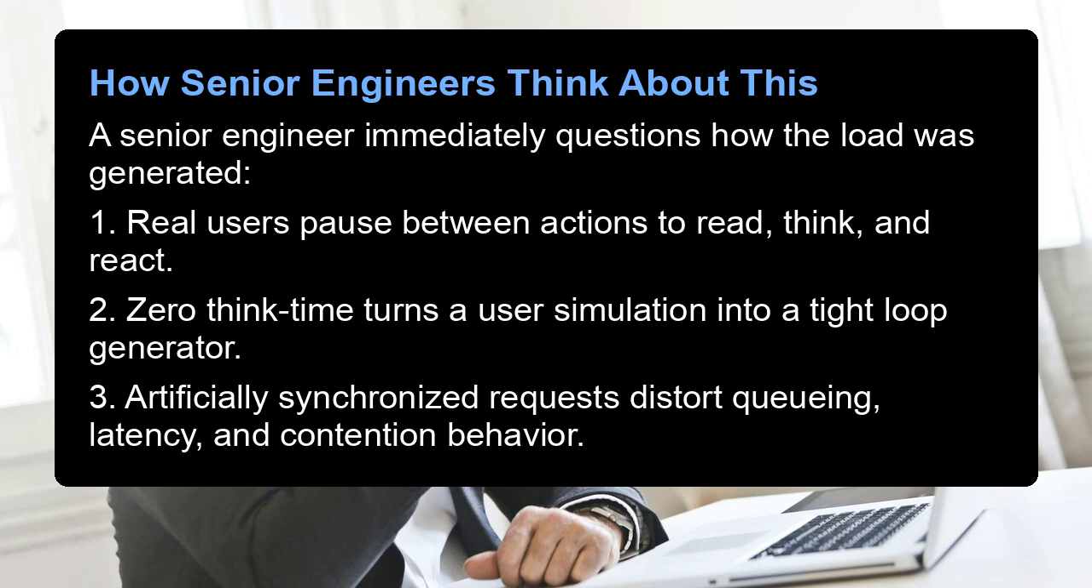How senior engineers think about this. A senior engineer immediately questions how the load was generated. One, real users pause between actions to read, think, and react. Two, zero think time turns a user simulation into a tight loop generator. Three, artificially synchronized requests distort queuing, latency, and contention behavior.